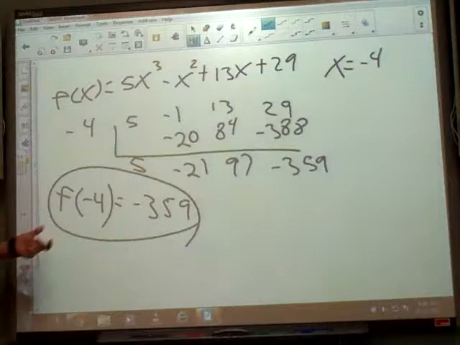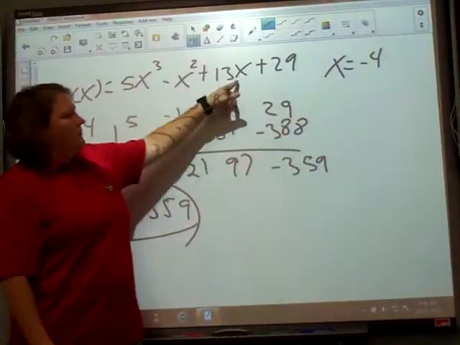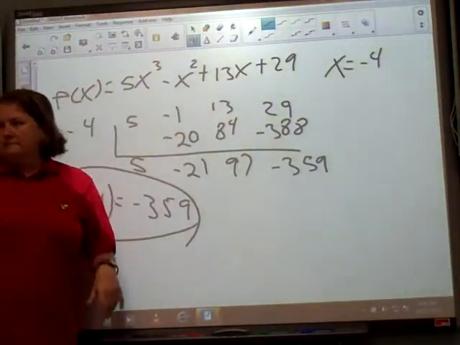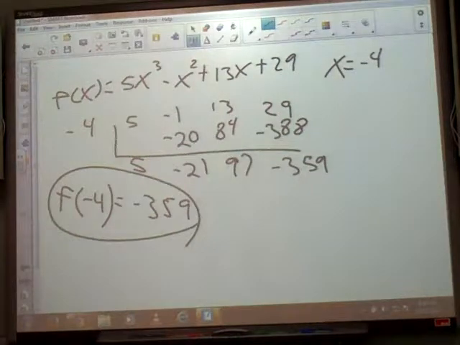Same as if you'd plugged a negative 4 in for all those and worked it out correctly. So you don't need the 5x squared and negative 21. No, because I didn't ask you to divide, I asked you to solve. That's the difference in the directions. That's called the remainder theorem, when you plug that in, because what was in the remainder spot was your answer.